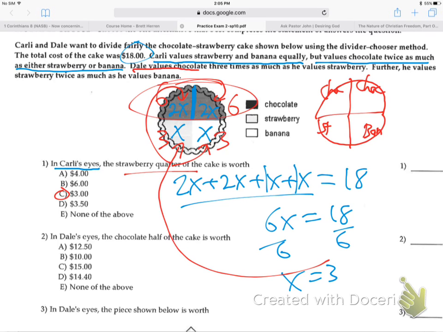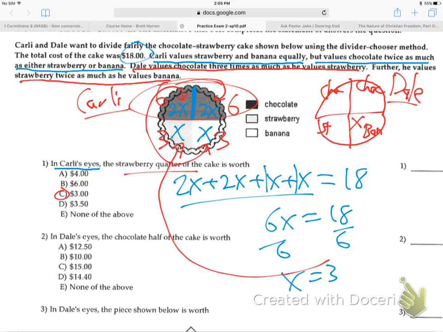Right, what does Dale think? He likes chocolate 3 times as much as strawberry, strawberry twice as much as banana. Okay. You should start with the lowest one, because that's X, right? The bottom one is X, and everybody else is double, triple, whatever from there. So what's the lowest one? Which flavor is his least favorite? This will be the Dale cake over here, and this one was the Carly cake. So which flavor does Dale like least? Banana, right? So that's your X.